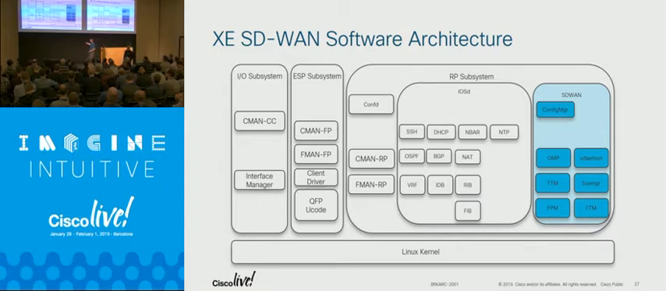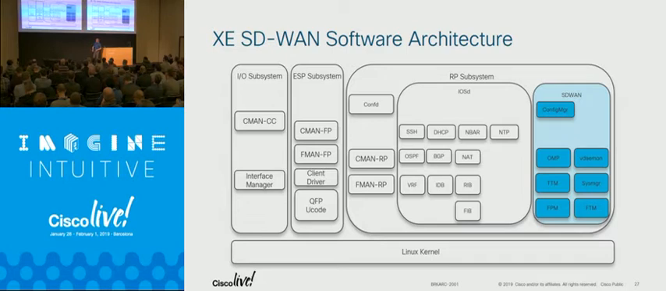So based on the next hop information, the TTM, the tunnel table manager, will build a full mesh tunnel with any other XE SD-WAN routers for that VPN membership you want to form for the data plane. So that is what the TTM is.